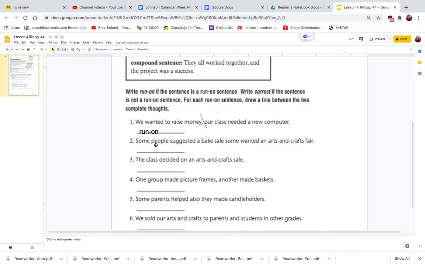So for the next ones, you're going to read. If it's a good sentence, you write correct. If it's a run-on, you're going to write run-on on the line and then draw a line through the two separate sentences or thoughts in the question.